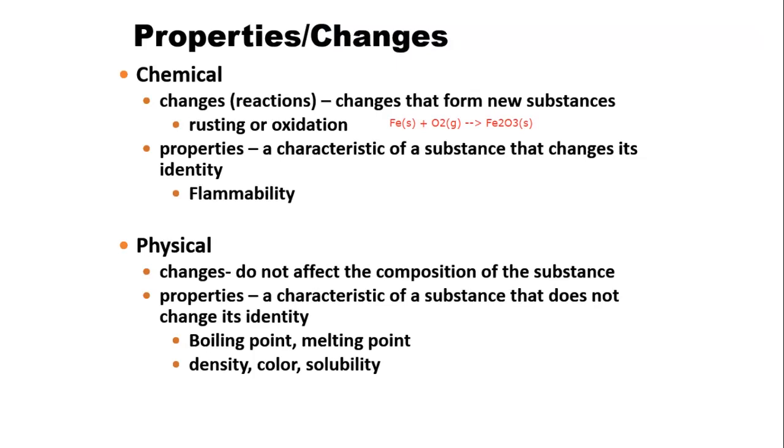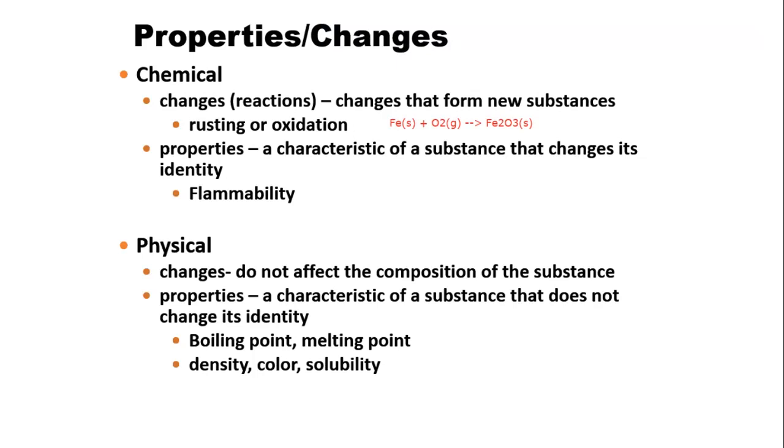And so properties that describe a characteristic where the identity of a substance changes is a chemical property. So for example, ethanol is flammable, sodium is reactive. These are chemical properties. So they change the identity of your initial substance.